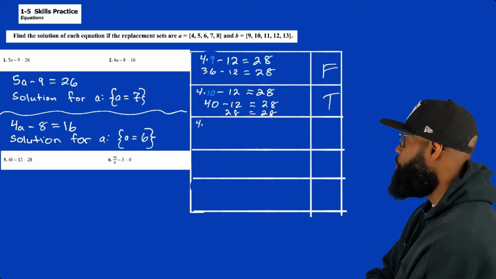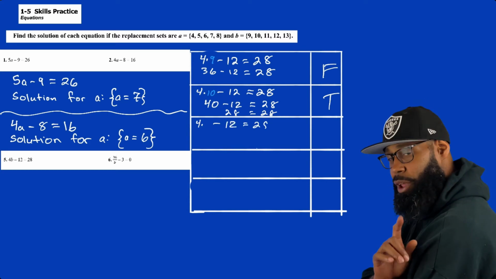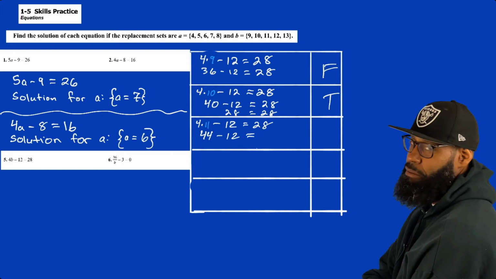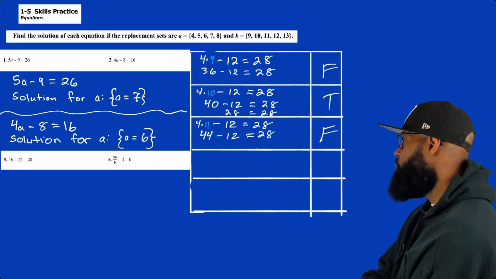So 4 times 10 is 40. 40 minus 12 is, what do you know, 28. 28 equals 28. I like that I wrote out 28 equals 28. And that's a true statement. Next one will be 4 times 11, which is 44. And just take a stab at it. What you think? True or false? You got it. False all day.